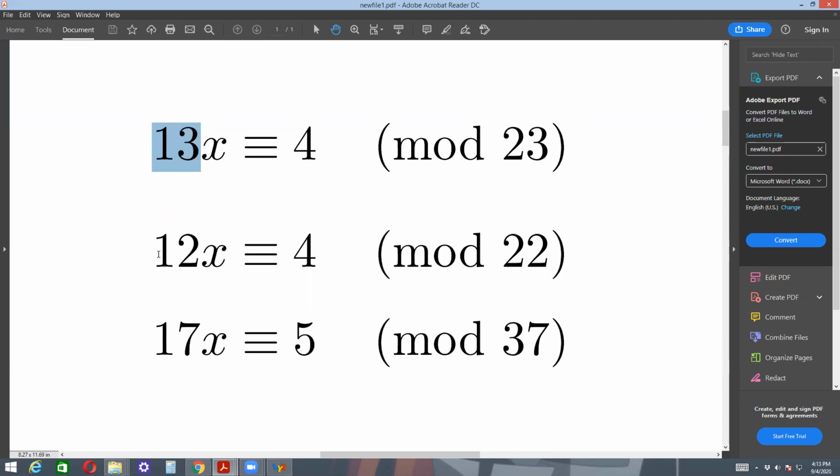What about the second one? Yeah, I got x congruent to 4 mod 11. Yep, correct. Again, the GCD of these two numbers, 12 and 22, is 2. So you could divide the entire thing by 2, first of all, because you have to do that first. So you'll get 6x is congruent to 2 mod 11.